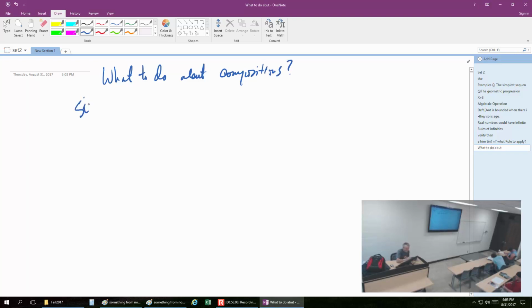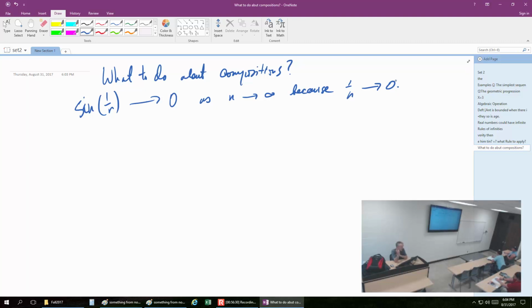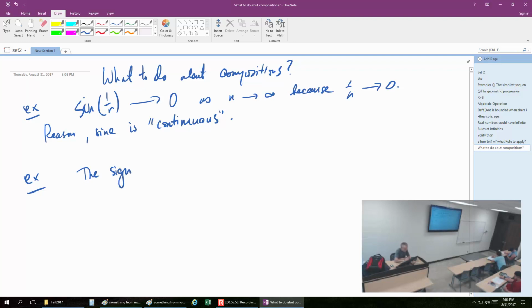So once again, sine of 1 over n goes to 0 as n goes to infinity because 1 over n goes to 0. And the explanation that I suggested is that there is something special about this function. You can think of an example when this is not going to be the case. Sine is continuous, to be explained what that is. Let me show you an example where this does not work out, with a different function that's not continuous. The function is called the sign function, coincidentally.